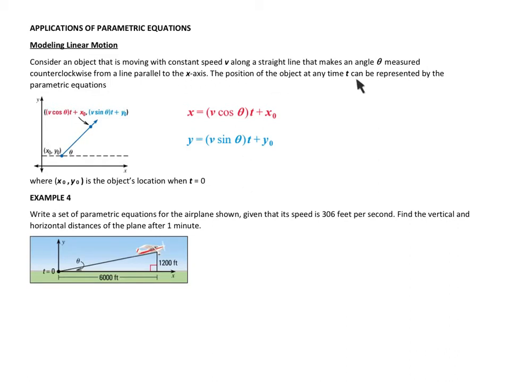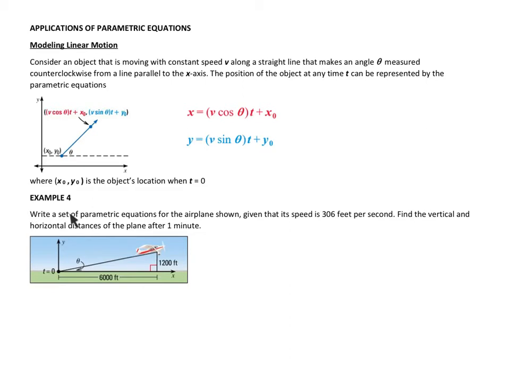The position of the object at any time t can be represented by the parametric equations, and these are the equations given here. And here we have the starting point, x subscript 0, y subscript 0, and this is the object's location when t is 0.